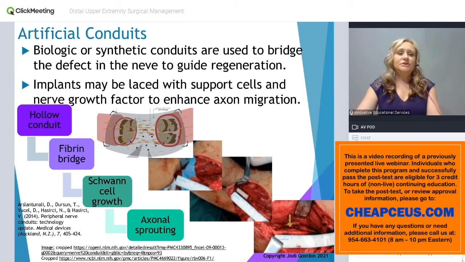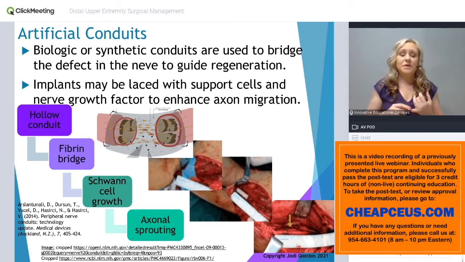Another option is to utilize some type of artificial conduit. And when they look at utilizing artificial conduits and the way that they're developed, it has to be biocompatible. The synthetic way that it is developed has to allow for it to be biodegradable once healing has occurred. It has to be neuroconductive, it needs to be flexible in the area. So there are a lot of considerations.